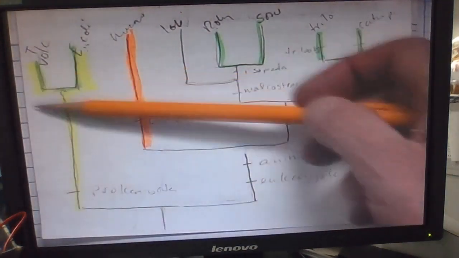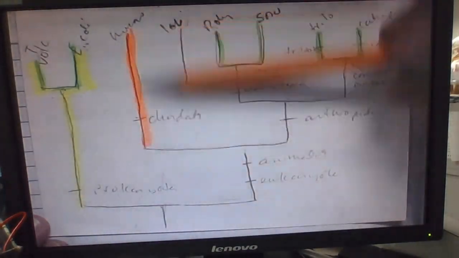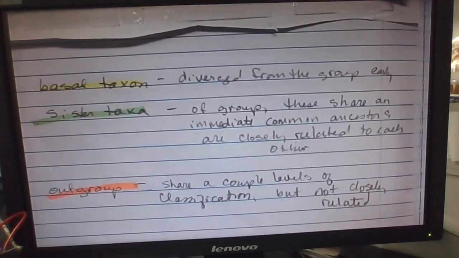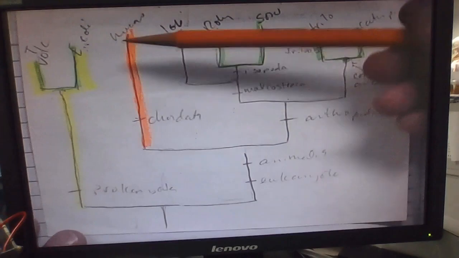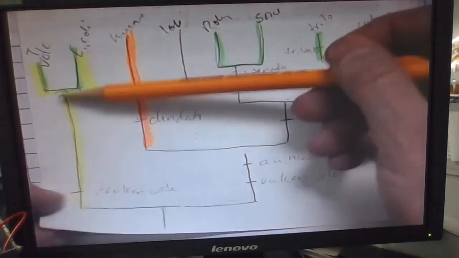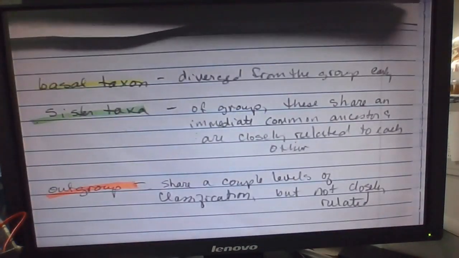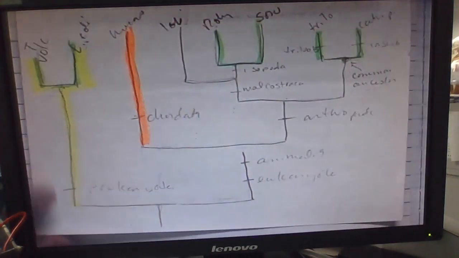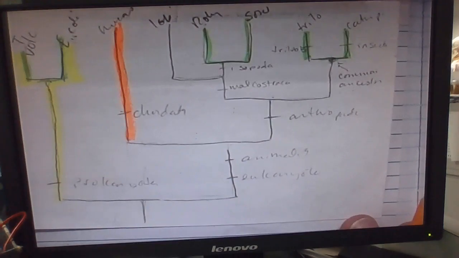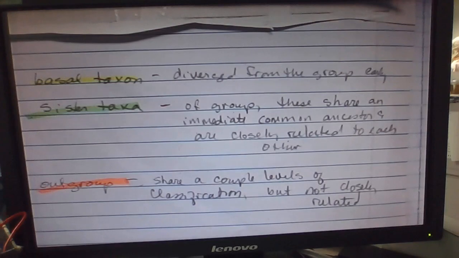So basal taxon. Each one of those little branches shows a basal taxon, and then outgroup. So they share some levels of classification, but not completely related. I've highlighted sister taxa one color, my basal taxon another color, and my outgroup a third color. In just a second, I'll have you do this first. You can choose whatever colors you want, but keep in mind that you need 3. And then I'll flip this over so that you can see the vocab underneath.